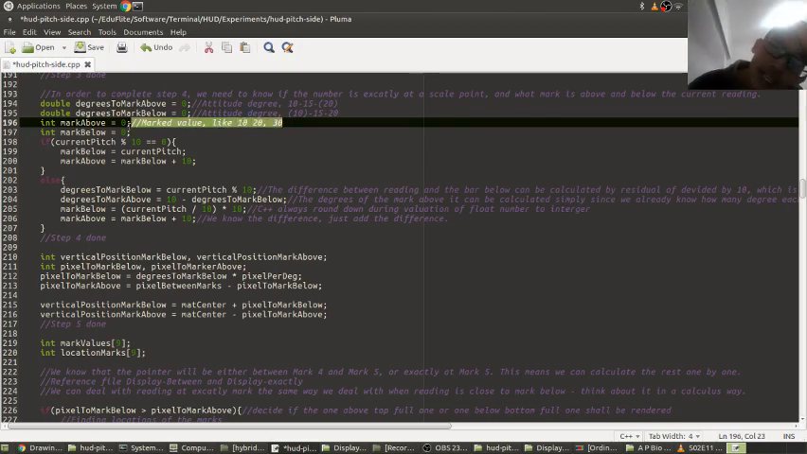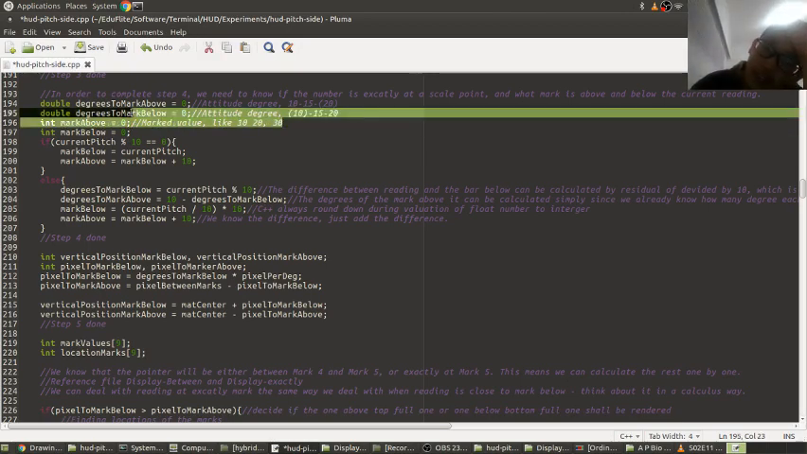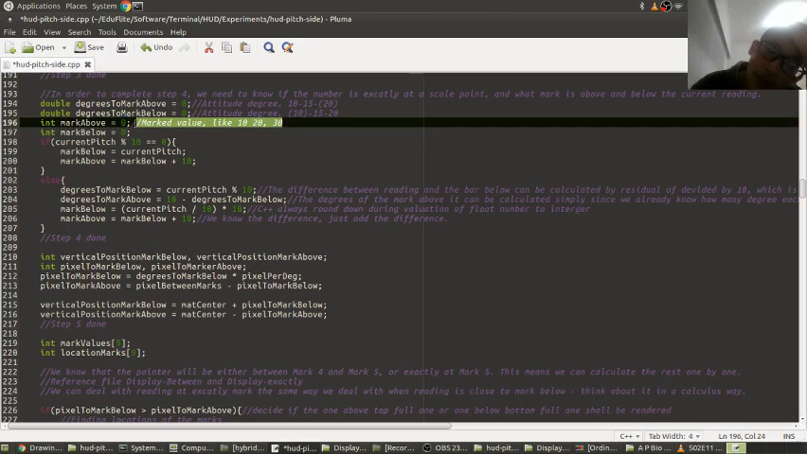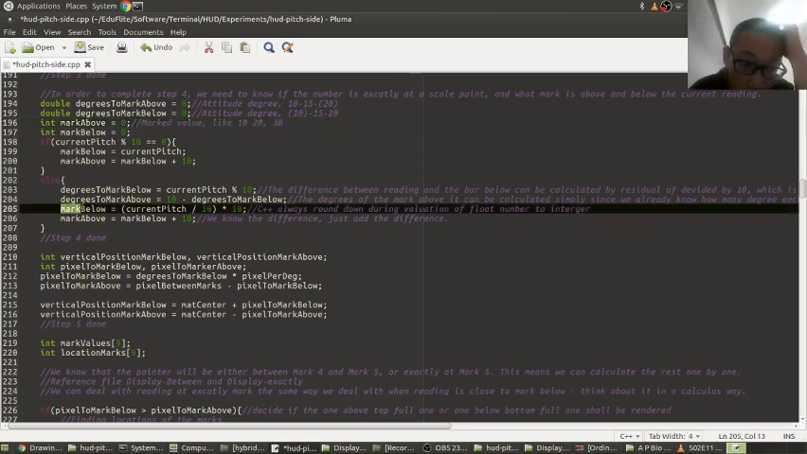About the comment, you can literally just write whatever you feel like in the comment section. They just get ignored by your compiler, so it's perfectly fine. Yeah, but sometimes it's a good idea to keep it professional. But I think comments like this are fine. Yeah. So mark below is current.